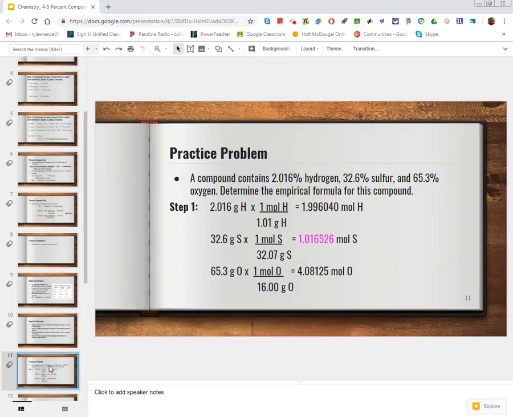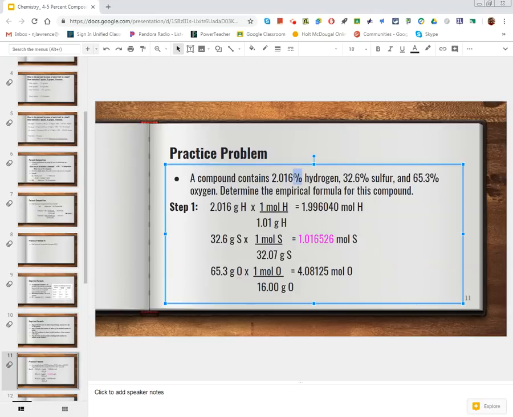So here's a practice problem. A compound contains 2.016% hydrogen and 32.6% sulfur and 65.3% oxygen. Determine the empirical formula for this compound. So the first step you're going to do is convert your percent into grams and then convert from grams to moles like we've done all year long.